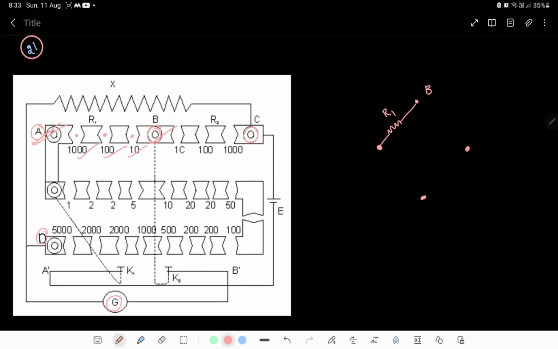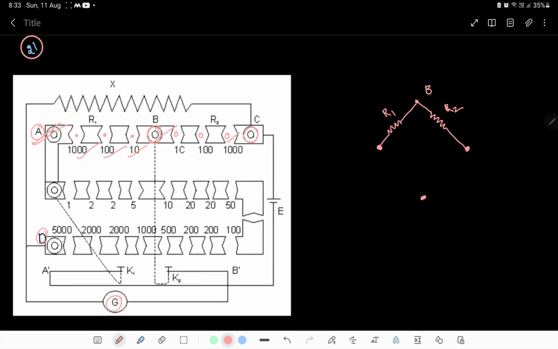In the same way, between B and C also there are plugs. Here there is a plug, and here there is a plug, and here also there is one more plug. For example, if you are plugging out this 1000, now between B and C there is 1000. So that is the meaning of it, right? Here it is mentioned as R2, therefore this one is R2.